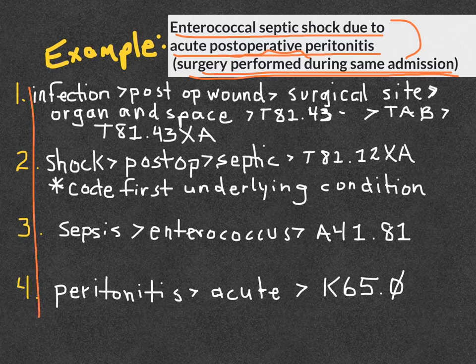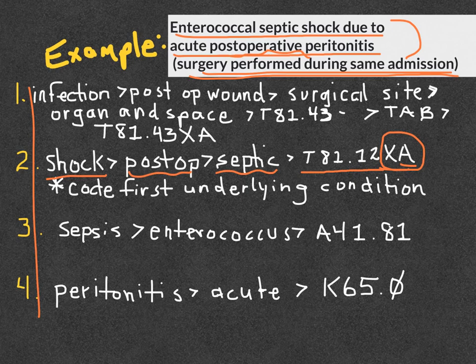So here my first instinct would be to go to the septic shock. So if we start in the alphabetic index with the main term shock, post-operative, septic subterms, this leads us to T81.12. Then when we go check the tabular list, we end up pulling in a placeholder X and this 7th character of A for initial encounter. This is the initial encounter for this post-operative shock.